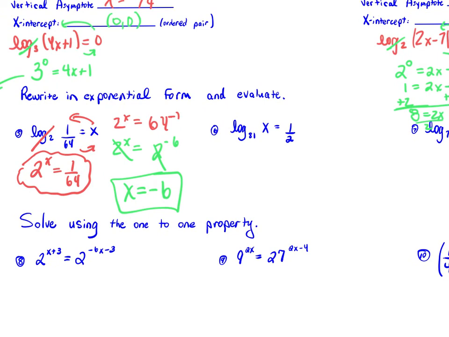Same thing here. I'm going to start exponentially to write it. I would say 81. My x would go to the other side, and my 1/2 becomes the exponent. So there is my exponential function, and 81 to the 1/2 is the same thing as saying the square root of 81, so I would say x equals 9.